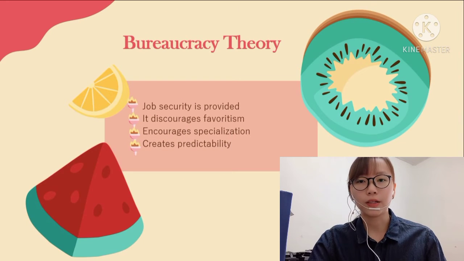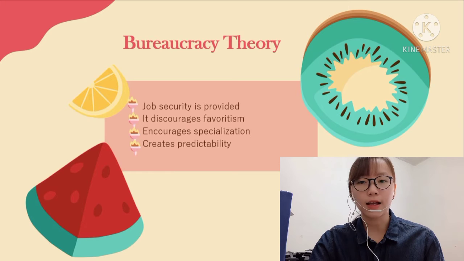First, for the contributions of bureaucracy, job security is provided. As part of the stability that a bureaucracy may give, health insurance, vacation time, and even a retirement pension would all be included, allowing them to live the lifestyle they choose. It discourages favoritism. This establishes a level playing field in which everyone has an equal opportunity of succeeding.